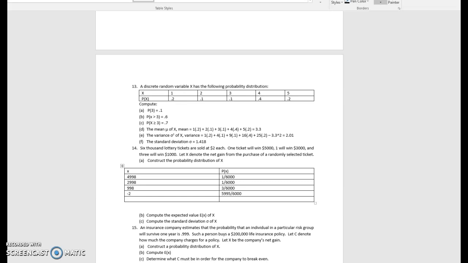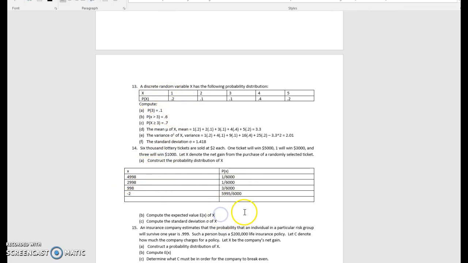Okay, so now we're going to go on to part B and compute the expected value. Now remember what we did for the mean in number 13. It's the same idea. Expected value is the same thing as the mean in this scenario here. So we're going to do the same thing that we did up here. We're going to multiply the x column by the p of x column and add up each one of them. In this case, of course, I've written it out in a different format than over here, so we're going to go across instead of down.